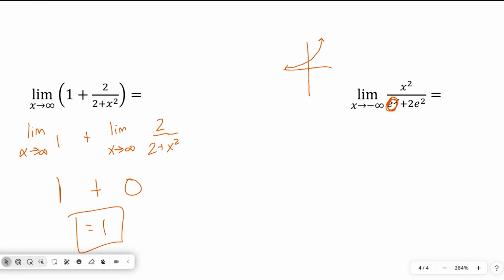So when it's bigger on top, no horizontal asymptote. So that means we've got to determine, is it going to get closer to positive infinity or negative infinity? So this plus 2e squared, that's just a constant. It's spit in the ocean. This is going to go to 0. But if I plug in a very large negative number here, but I square it, what's going to happen? Positive. Yeah, it's going to go to positive infinity.